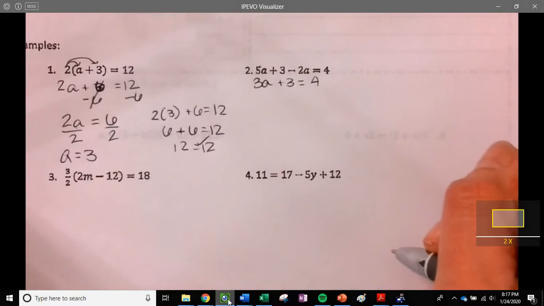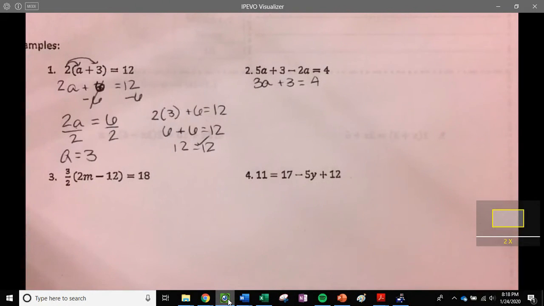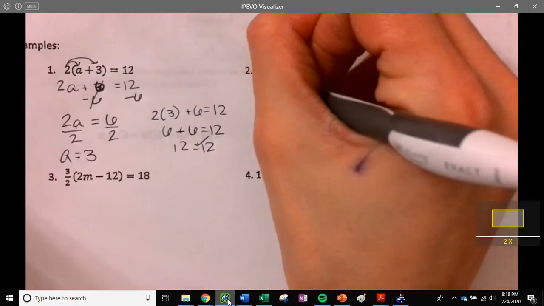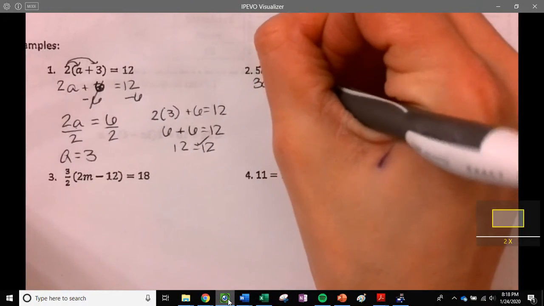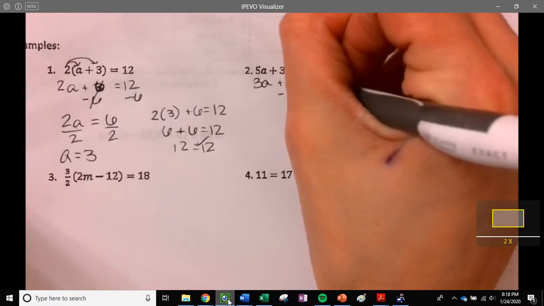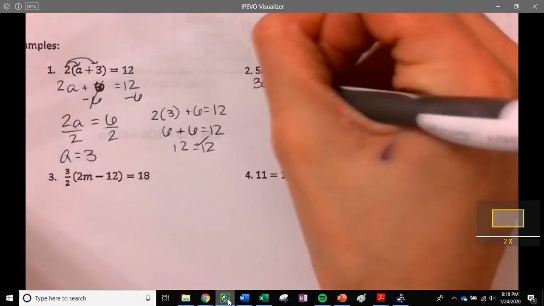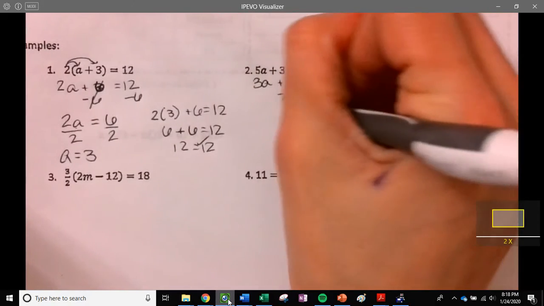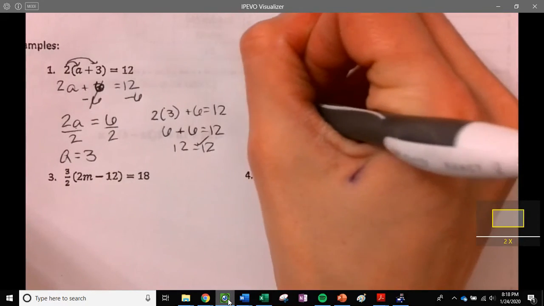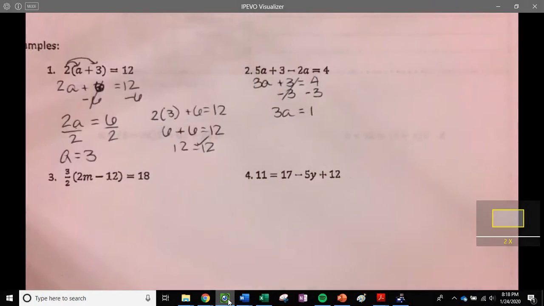Time for my two steps. I feel like I could write a parody song about this, but I won't subject you guys to the torture of me singing. I'm going to move this 3, get rid of that 3 by doing the opposite operation. Since it's a plus 3, I'm going to minus. That will cancel out. 4 minus 3 is 1. So I have 3a equals 1.